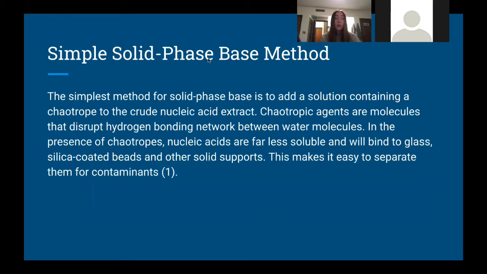Some simple solid phase-based methods. The simplest method for this is to add a solution containing a chaotrope to the crude nucleic acid extraction. Chaotropic agents are molecules that disrupt the hydrogen bonding network between water molecules. In the presence of chaotropes, nucleic acids are far less soluble and will bind to glass, silica-coated beads, and other solid supports. This makes it easy to separate them from contaminants.